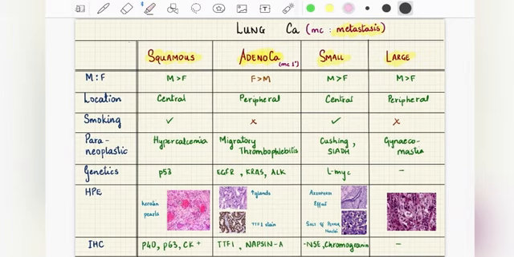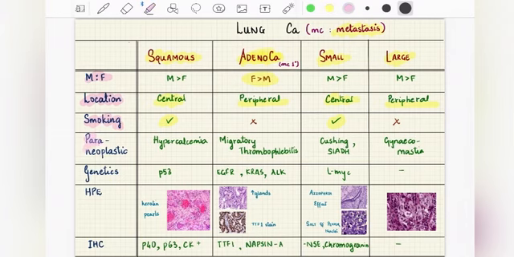So first we look at the male-female ratio. Now there is only one type in which females are more affected than males. So adenocarcinoma is the type in which females are more affected than males. In all other cases, males are more affected than females. Now moving to the location of the cancer. So squamous cell and small cell, both starting with S, are centrally located, whereas the other two are peripherally located. Association with smoking. Again, squamous cell and small cell, both starting with S, are associated with smoking, and the other two are not associated with smoking.